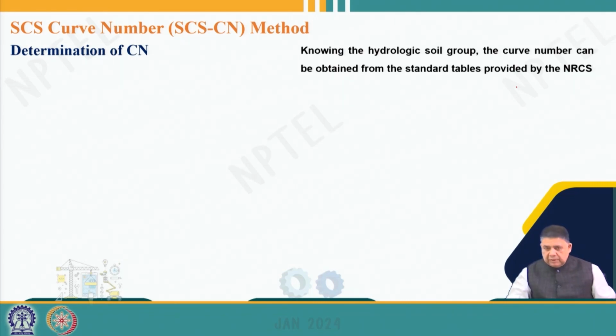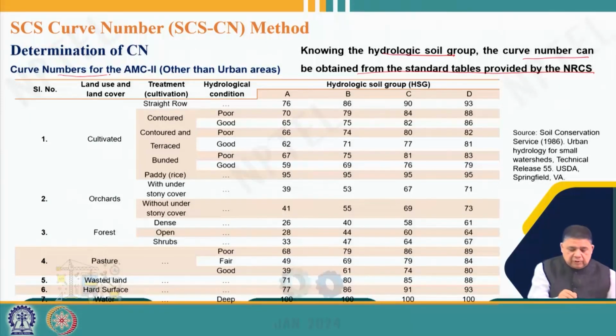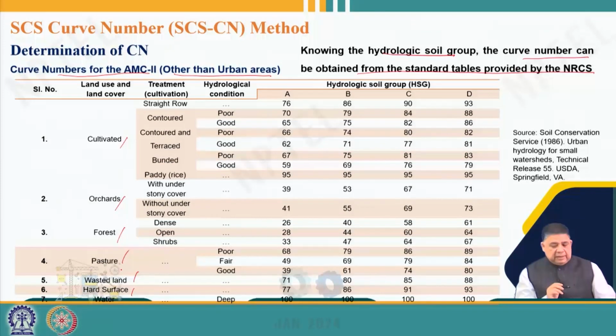So, coming to curve number determination, knowing the hydrological soil group, as we have seen A, B, C, D, the curve number can be obtained from the standard tables provided by NRCS or SCS basically. And this table is curve number for AMC 2 other than urban area. So, this is not for urban area, that means for forest, cultivated land. As you can see here, land uses are cultivated, orchards, forest, pasture, wasteland, hard surfaces, all are there other than urban areas. So, here you can see that under each category there are some treatments, cultivation treatments, and the hydrological condition also is being considered, and then for different soil groups A, B, C, D, the curve number is listed here.